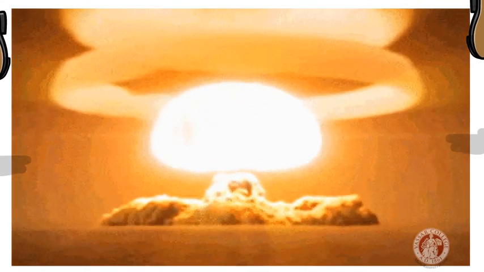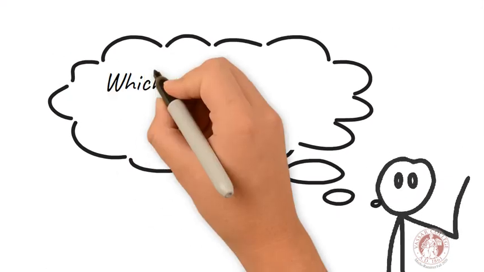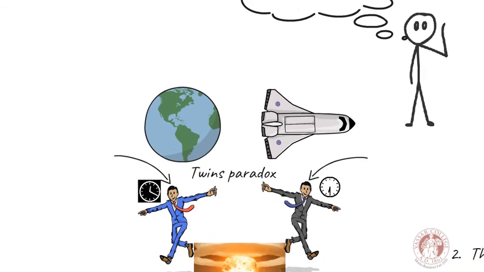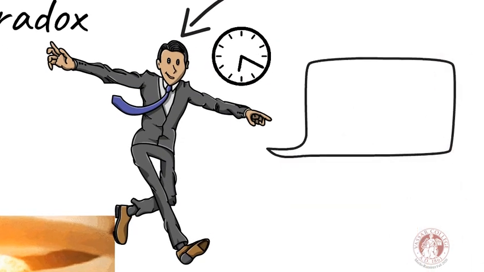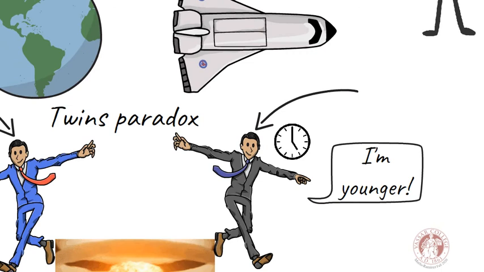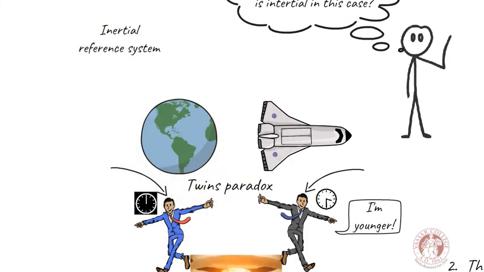Actually, the last statement is true. As stated before, special relativity only works over inertial reference systems. In the case of the twins, the traveler twin needs to accelerate to reach the relativistic speed, meaning that its reference system is not inertial. Then, when the traveler twin comes back to Earth, he is actually younger than his brother, as the Earth is an inertial reference system.